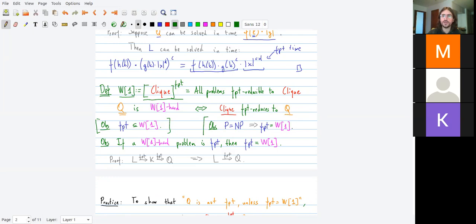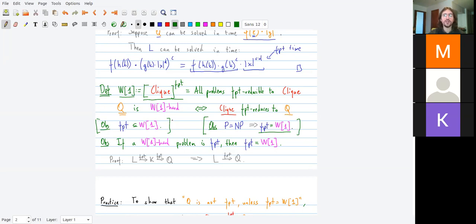Second observation is that the assumption that there is no collapse between FPT and W1, that this is actually a strict inclusion, is stronger than the assumption P not equal to NP. Because if P was equal to NP, then clique would be solvable in polynomial time. So for every problem in W1, I would be able to, in FPT time, reduce it to clique and then solve the clique in polynomial time. So every problem in W1 would be actually FPT solvable.